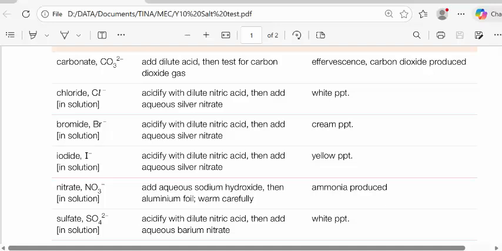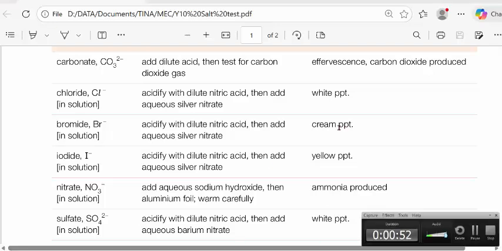If I tell you I don't know what fruit this is, but when you squeeze the fruit, orange juice comes out, what do you think the fruit is? Orange. If you squeeze the fruit and apple juice comes out, what's the fruit? Apple. So a carbonate is very easy. When you squeeze a carbonate, carbon dioxide comes out.